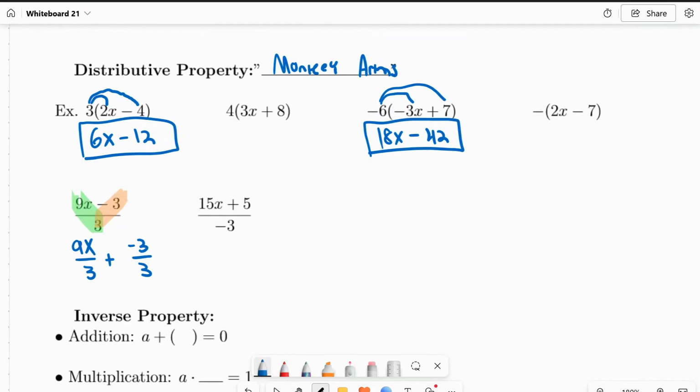So 9x divided by 3, I'm just going to divide my number out in front. So 9 divided by 3 gives me 3x. And then -3 divided by 3 is going to give me -1. Some of you may write this as 3x plus -1. That would be fine as well.